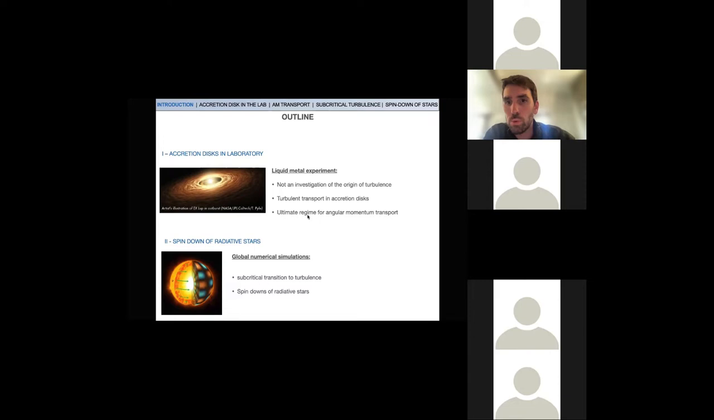And in a second part, which is almost independent of the first one, but in fact related by the same problem, I will describe global numerical simulations of radiative stars. And in this case, in contrast with the first part, I will try to describe a scenario to explain where the turbulence is coming from. And again, we will try to characterize the transport of angular momentum to explain the spinning down of radiative stars. So I hope my outline is clear. So let's start with the first part.